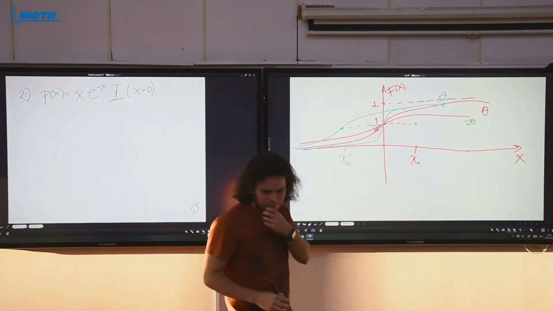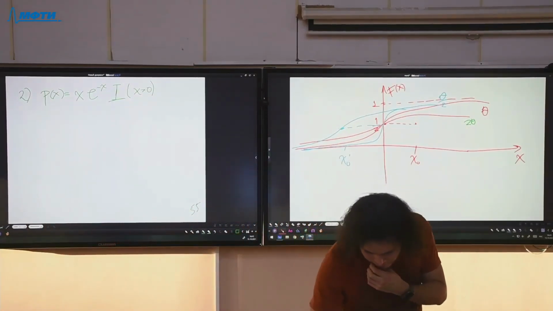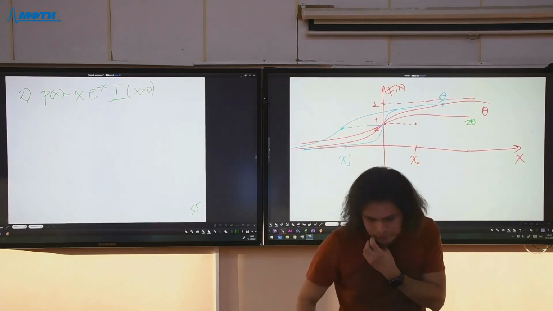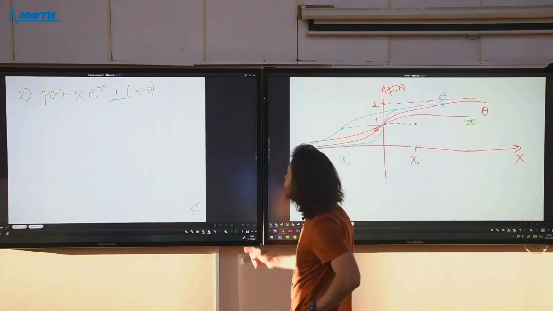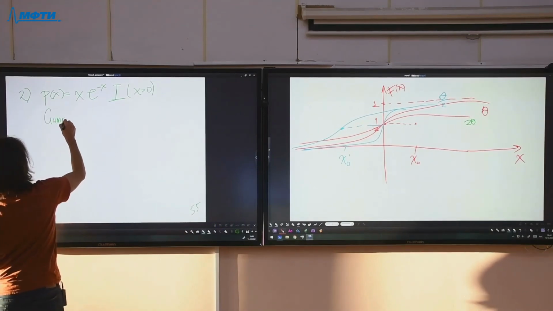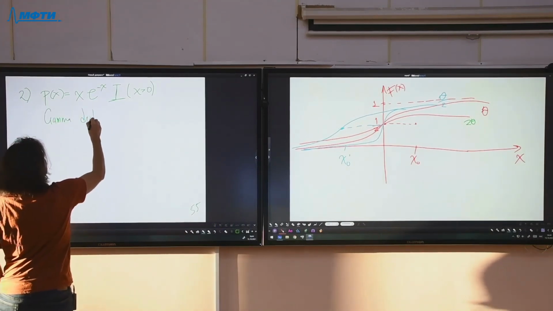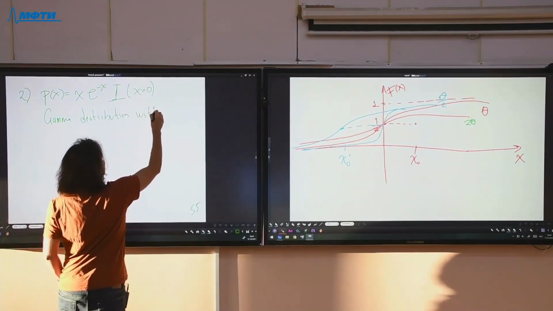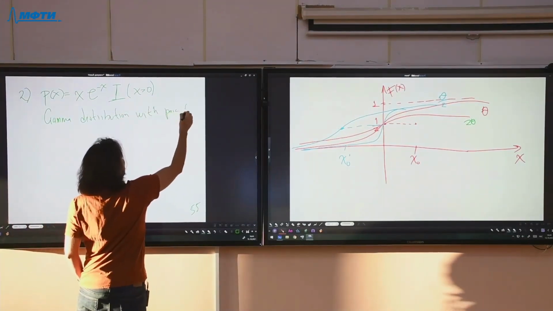Yeah, am I writing this right? Yeah, so we have this, and we have to find, so this is the gamma distribution with parameters 1 and 2.